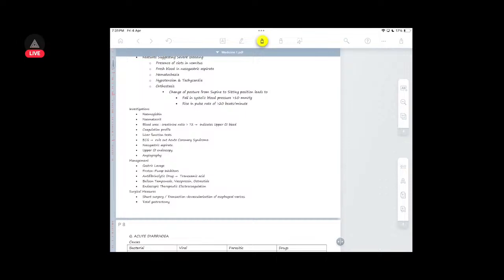Orthostasis, which is change of position from supine to sitting position, leads to a fall in systolic blood pressure of more than 10 mm and a rise in pulse of more than 20 beats per minute.